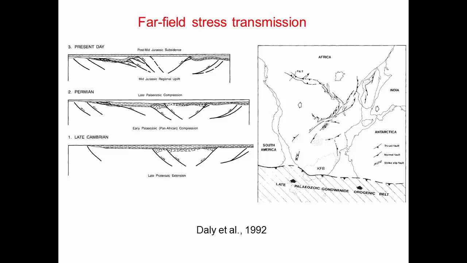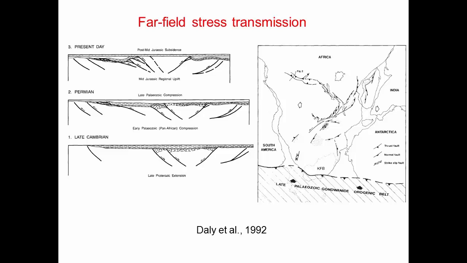And then from the formation of Gondwana in the early Paleozoic, you have collision around the margins of Africa, so all the continents were assembled into Gondwana. And you have stress transmission into the middle part of the continent, causing reactivation of these normal faults and thrusting.